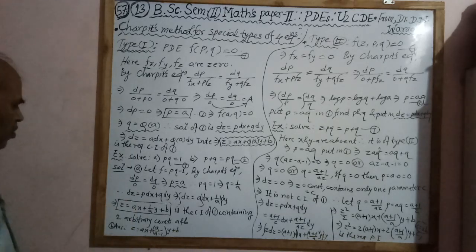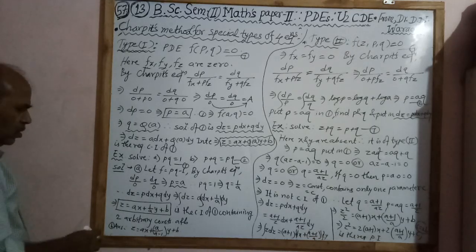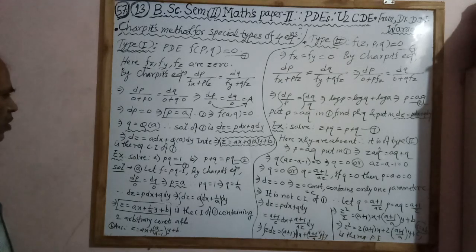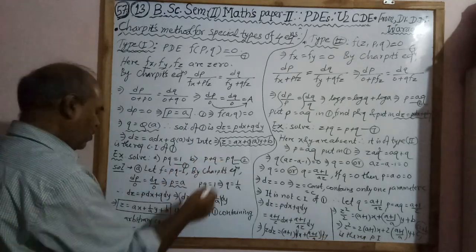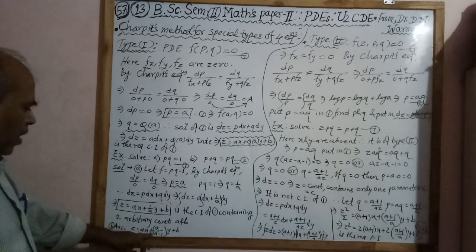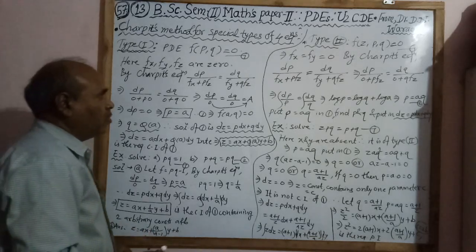If there is only one arbitrary constant, then it is not a solution of equation 1. The solution must contain two arbitrary constants. Now try to solve the second example, p plus q equal to pq. The answer is given by this: z equal to ax plus a by a minus 1 into y plus b.